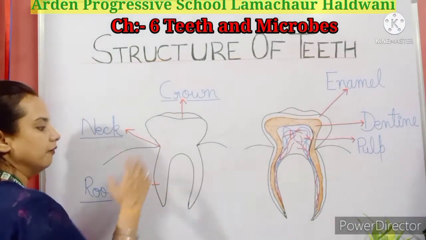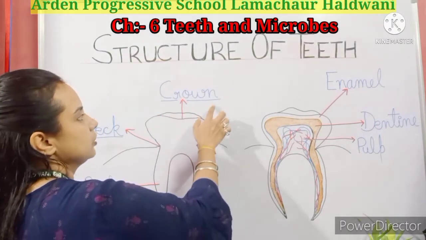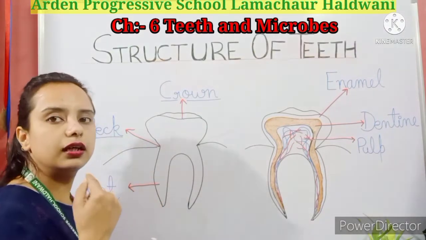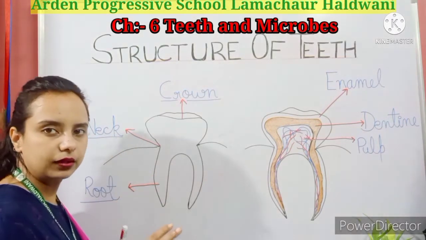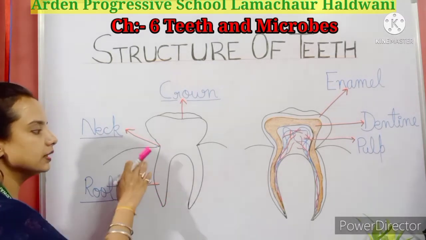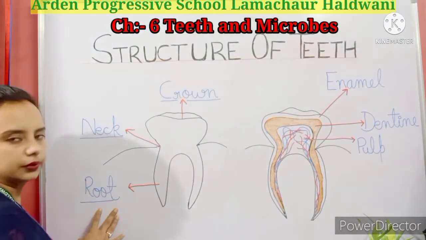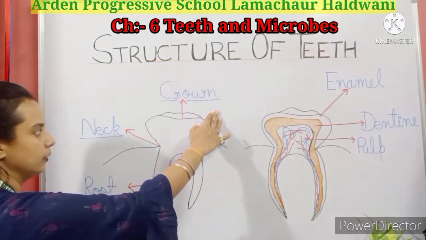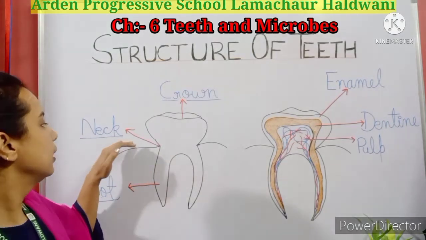When we see the outer structure of the tooth, you can see the upper portion, which is known as the crown. The portion which is attached with the gum, you can feel it, is known as the neck. The lower portion which is inside our gum is known as the root. So the upper part is the crown, and the middle part attached with our gum is the neck.